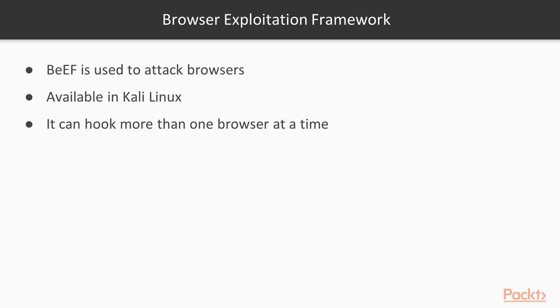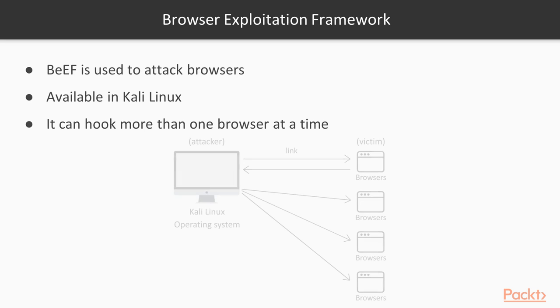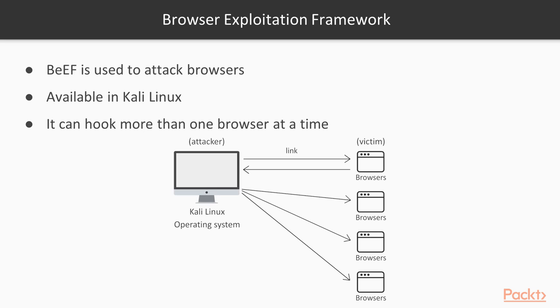So here you can see that this is browser exploitation framework, and it is also called BEEF. That BEEF is used to attack on browsers. So let me show you an example. This is Kali Linux operating system and these are the browsers, right? So this is basically attacker and this is victim. And here you can see that BEEF is available.